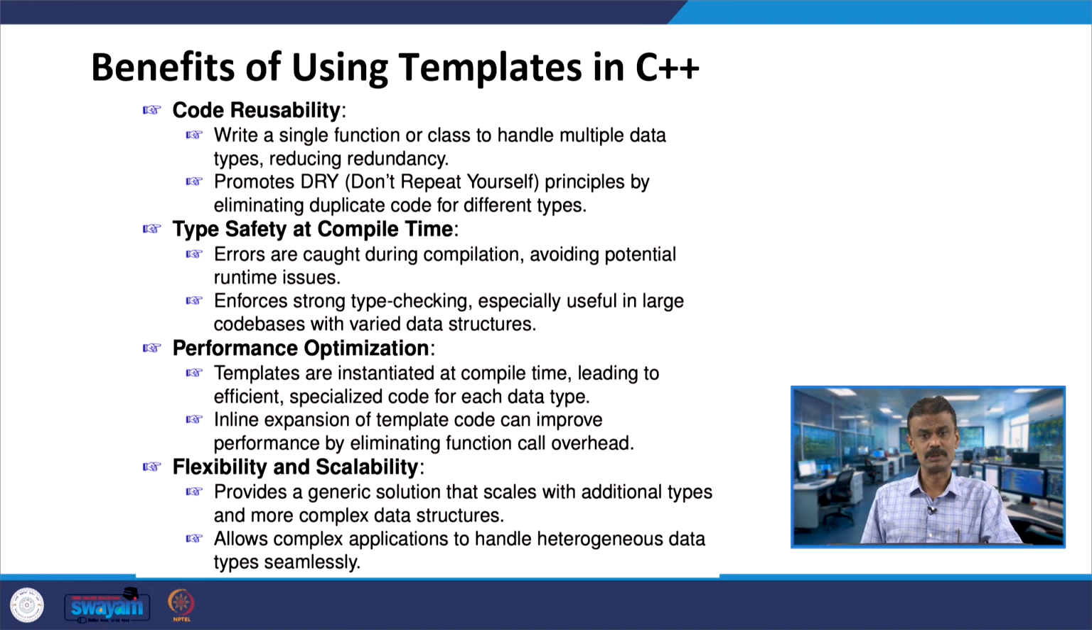Any errors will be caught during compilation time itself, so it avoids runtime issues. When I am talking about type safety, it is strong type checking. It enforces strong type checking, which is especially useful in large code bases with varied data structures. Take the maximum of 2 numbers: if the 2 numbers are integers, and then you use it for doubles, the data type safety will be there.